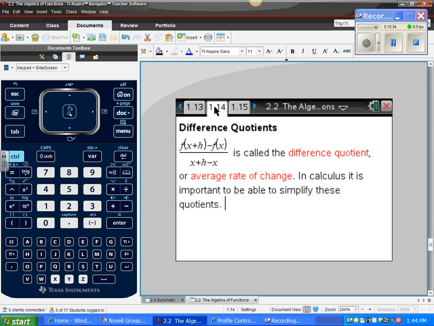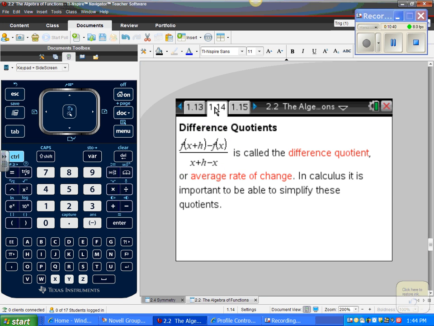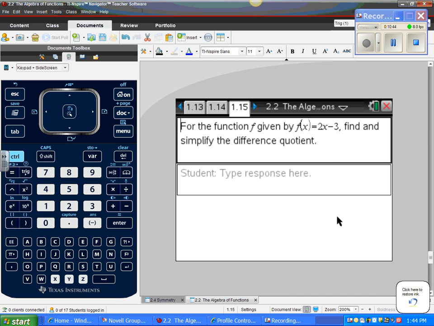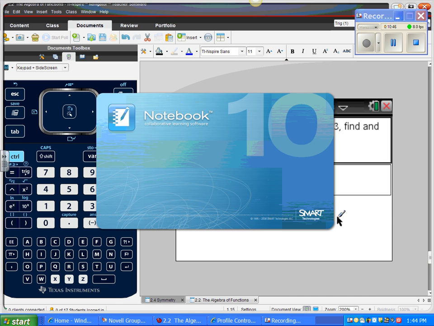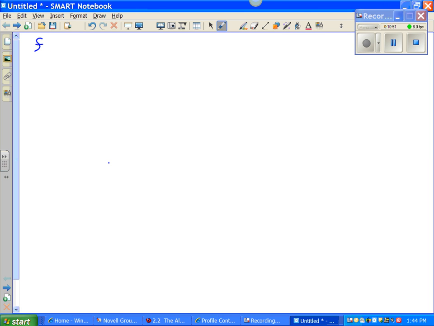So again, this is my difference quotient, right? We're going to plug what we know into this, okay? And I am going to need more space. 2x minus 3 is f of x. So there's my function. Here's my difference quotient.